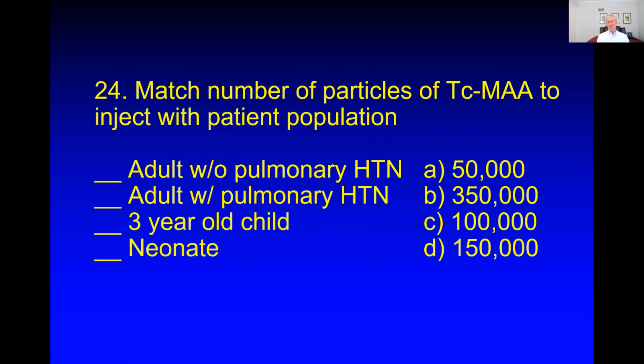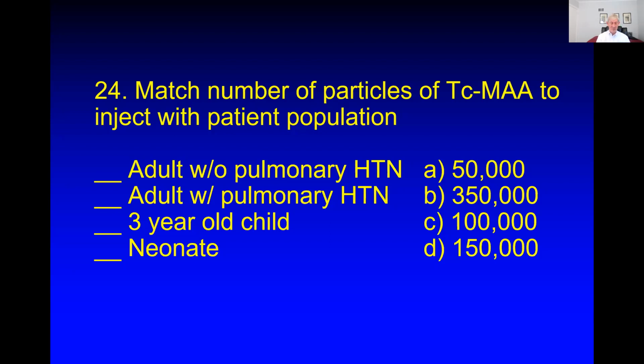Okay. Let's match up the number of MAA particles with the population that we're injecting. An adult without pulmonary hypertension, B, 350,000. An adult with pulmonary hypertension, that would be D. A 3-year-old child, the 3-year-old child would be C.